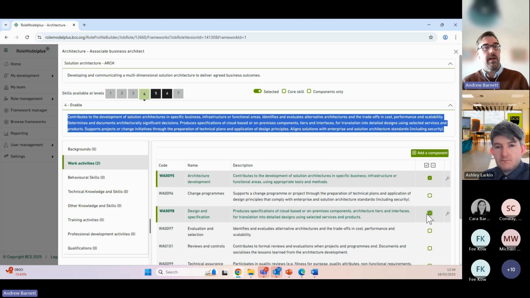This is not mine and Ashley's opinion of the work activities, God heaven forbid. It's those of the industry. And again, that's a useful bit of information to impart to people, to organizations who are thinking of adopting this. Again, they're there to use.